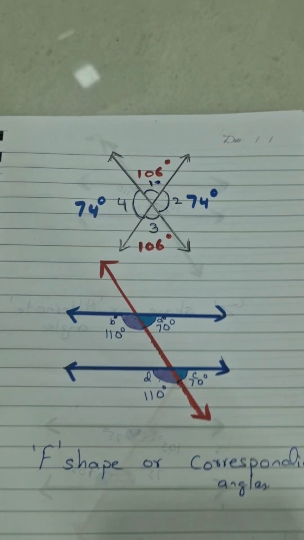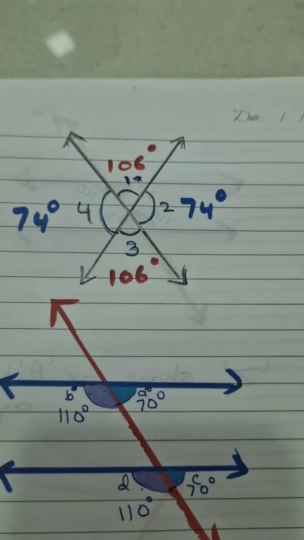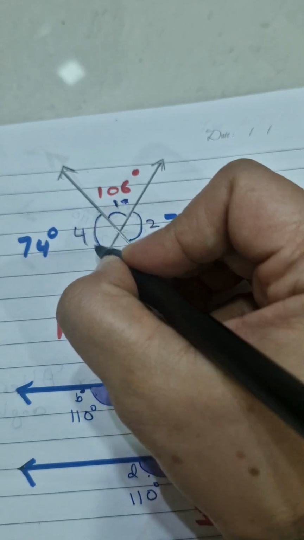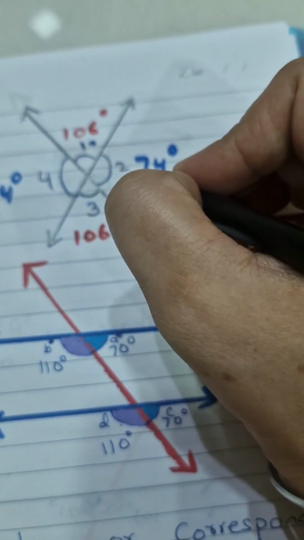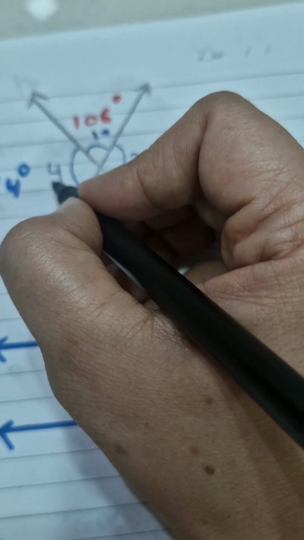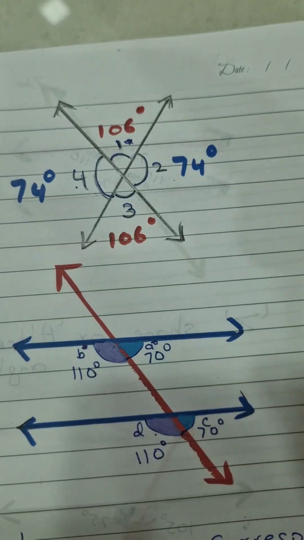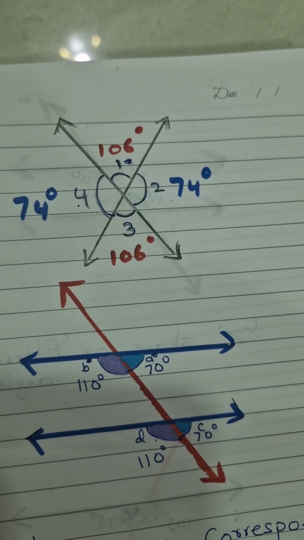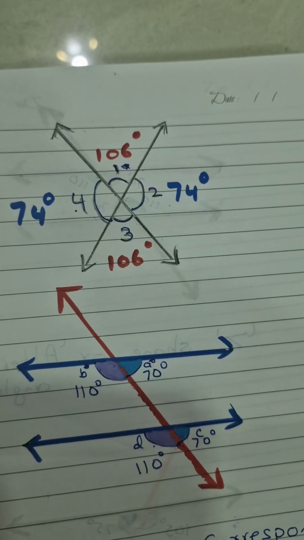So here you can see the first diagram. This is an intersecting line. Now you see that there are four angles forming here: angle 1, angle 2, angle 3, angle 4. Together they are 360 degrees. Together all the angles are called 360 degrees.